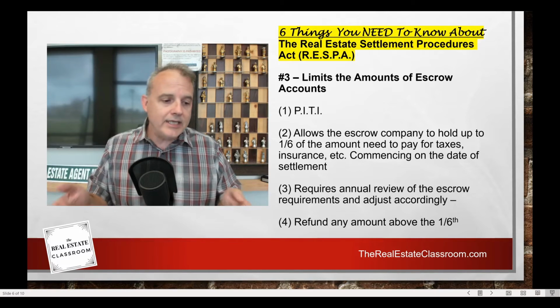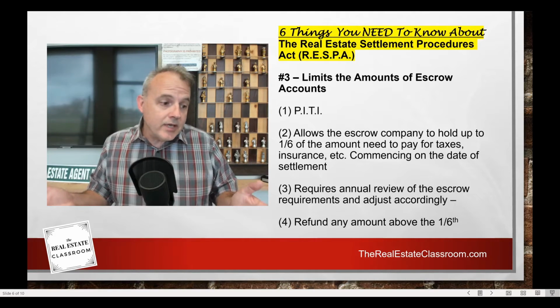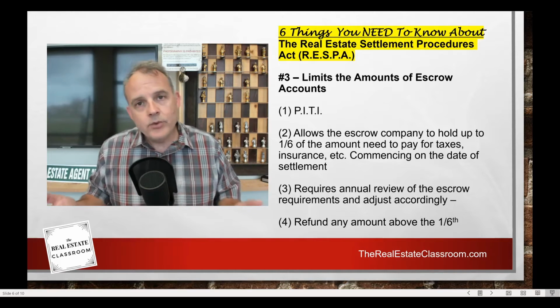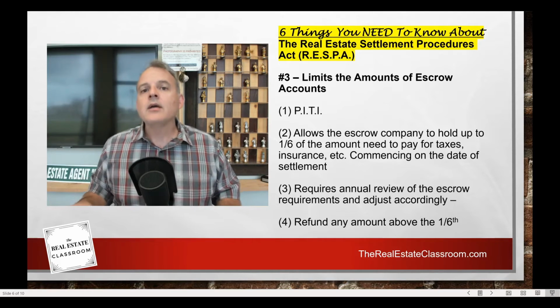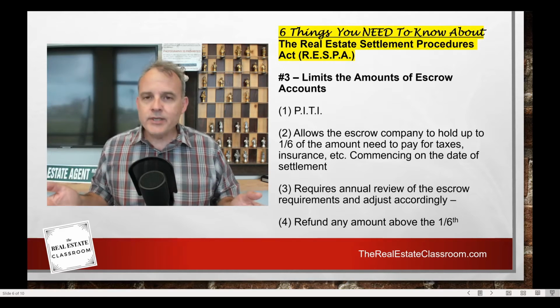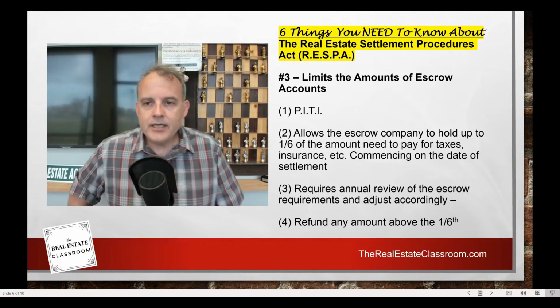So if you only needed $1,200 a year for the escrow account to pay your taxes and insurance, legally the bank could require $20,000. And they would simply say that if you don't comply with our requirement, we're not going to give you the loan. So Congress saw this as being egregious and said, no, that's ridiculous. So they placed a limit on how much could be in an escrow account.